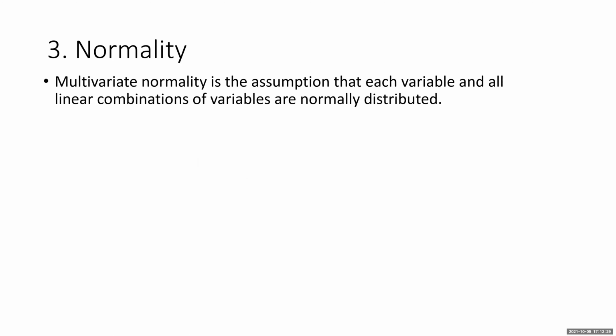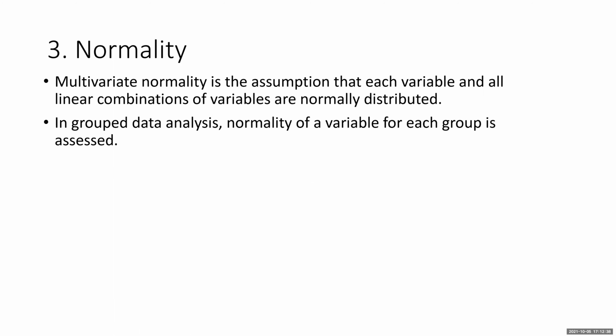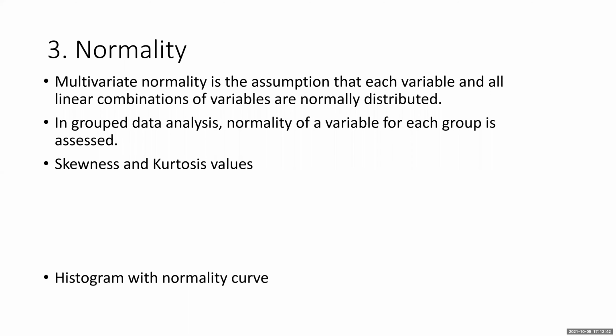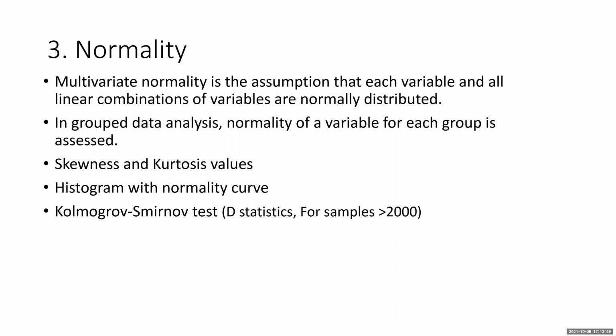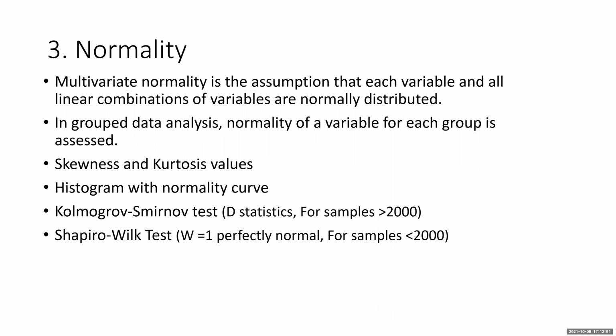Now, again, multivariate normality is the assumption that each variable and any linear combination of variables are normally distributed. We typically look at skewness and kurtosis values. We also look at a histogram with normality curve. I'll show you how this looks. And there are two tests which we can ask SPSS to perform for us. These are the Kolmogorov-Smirnov test and the Shapiro-Wilk test.